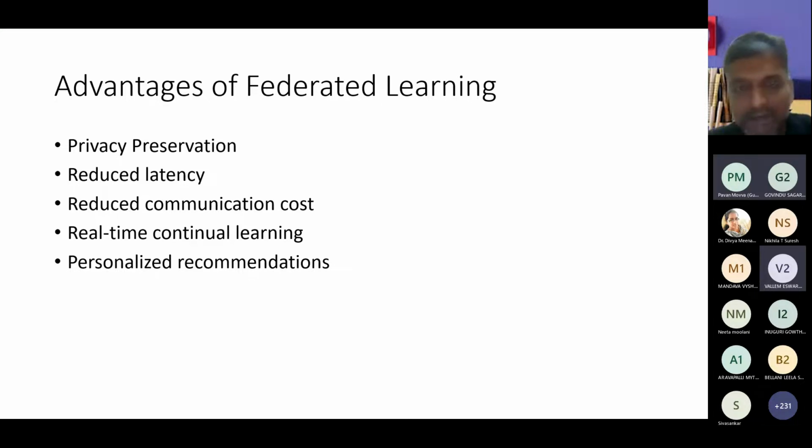A lot of resources are required to transfer the data from local devices to the central cloud. That need not be the case here because the model will be transferred to the individual devices for training. Since the entire data need not be transferred from the local devices to the central cloud, communication cost can be reduced. And then real-time continual learning can happen. As and when new information is available, the machine learning algorithm can be executed at the local devices without bothering the other devices, right? So continual learning can be achieved in real time. And then personalized recommendations. Since the machine learning algorithm will be executed on individual devices, it can provide personalized recommendations. Okay.